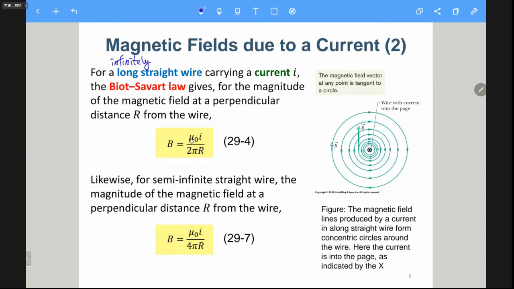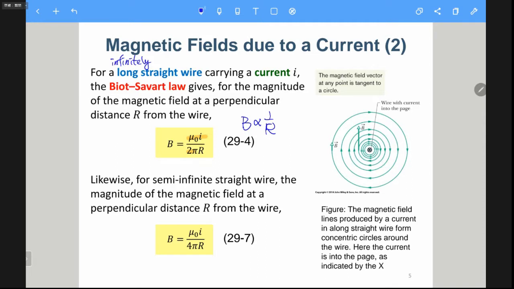So here we can see mu naught is the constant 4 pi times 10 to minus 7. And then this is the current. We suppose it is a constant. And then 2 pi is of course constant. So for these terms, which are constant, the B, the magnetic field generated by a long straight wire carrying a current, will be inversely proportional to the distance. Or maybe I can write it as R. Sometimes we use small r, depends.